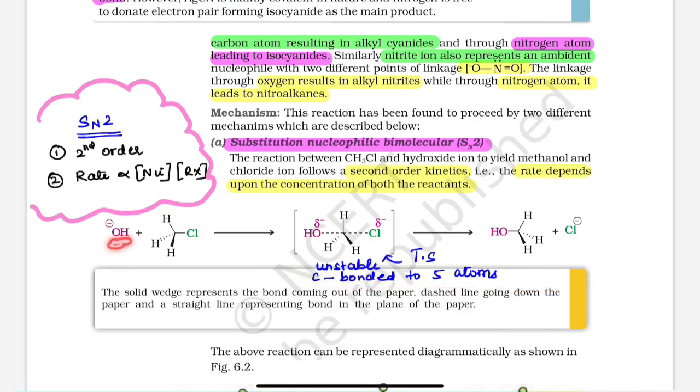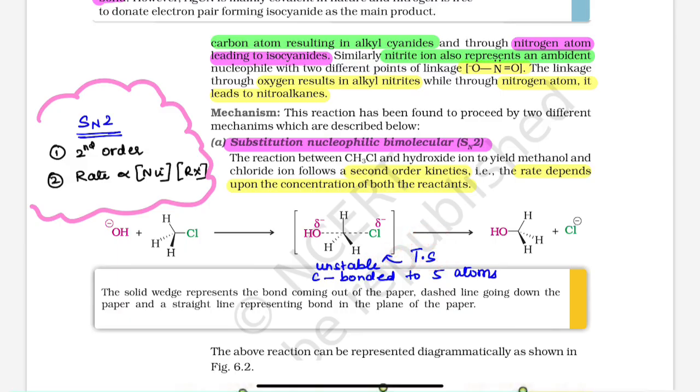So OH minus is called the nucleophile and this is the alkyl halide. So the nucleophile will attack the carbon. Simultaneously you can see Cl minus will be leaving. So a transition state will be there. In the transition state you can see the bond is formed by OH and here the bond is breaking simultaneously. And this transition state is unstable.